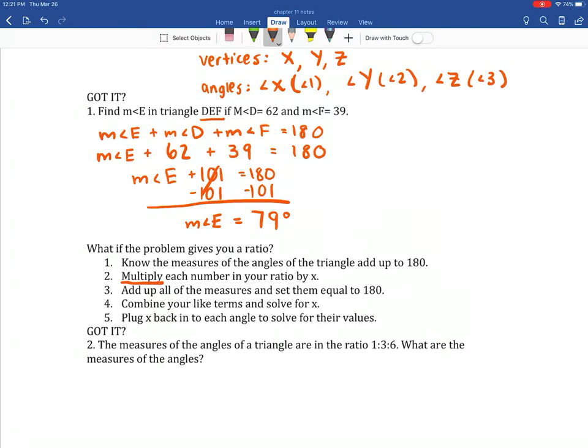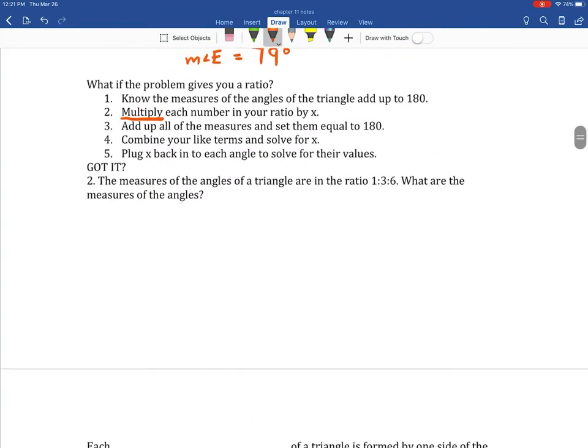Then, since we already know that all the angles add to 180, we're going to add them all up and set them equal to 180. We can then combine our like terms, solve for x, and plug it back in. So let's work with numbers so you can see what I'm saying. The measures of the angles of a triangle are in a ratio, meaning this is written in simplest form.